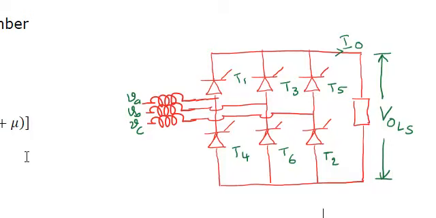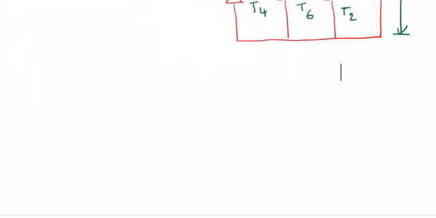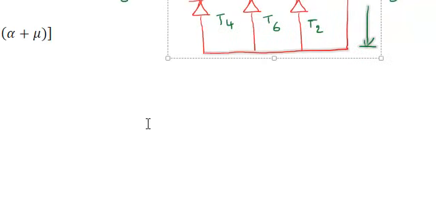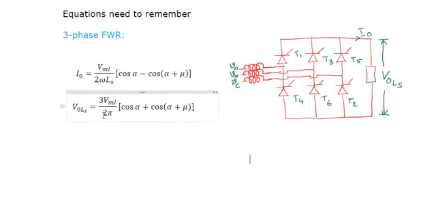So I average will be the same as the three phase half wave rectifier, no difference, but V average will be a different one. So V average with the source inductance in terms of mu will be 3VML by 2 pi into cos alpha plus mu. So the difference between the half wave and full wave is only the division, that's nothing but there 4 pi, here 2 pi, that's the only difference.